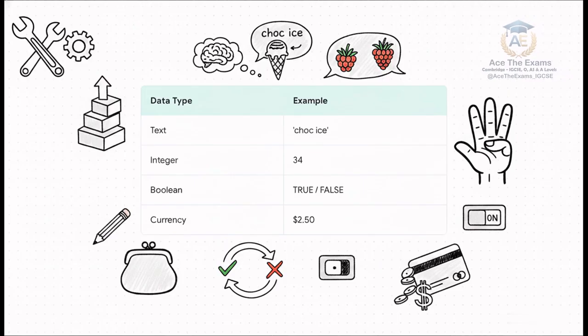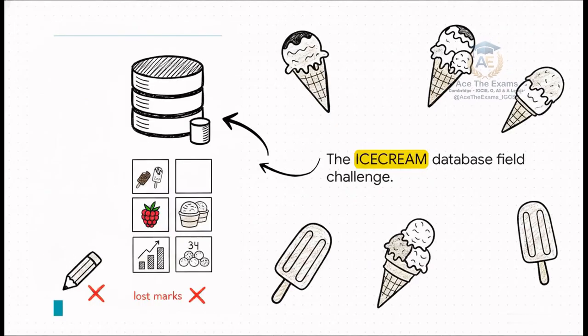Memorize this toolkit. You literally cannot build a database without knowing exactly which tool to pull from your belt for a specific job. Now let's apply this to the ice cream database requirements. We need to store details like type, such as chalk ice or lolly, flavor, size, number in stock, and reorder level. The command words here are absolutely vital.